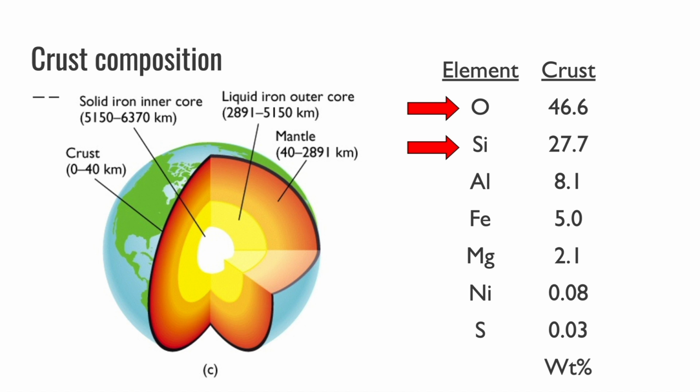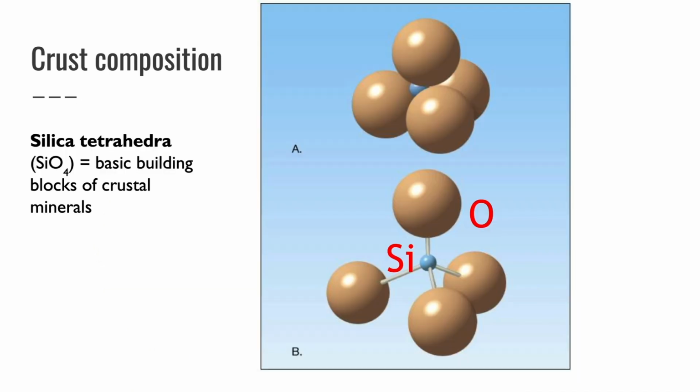Okay, so focusing on the crust, it is made up of primarily silicon and oxygen, and so it's made of silicate minerals. The silica tetrahedra, SiO4, is the basic building block of most crustal minerals. So here you have one silica, 4 oxygens.